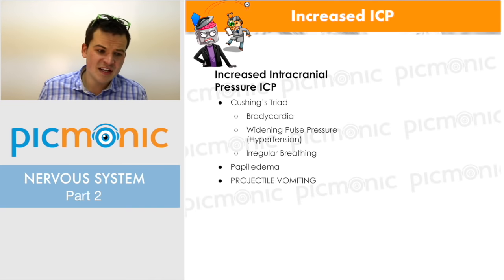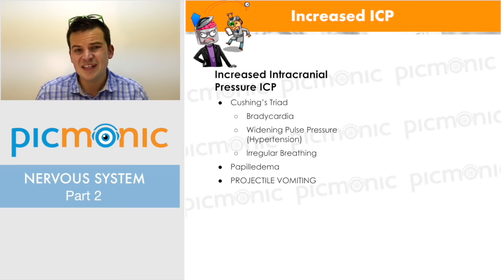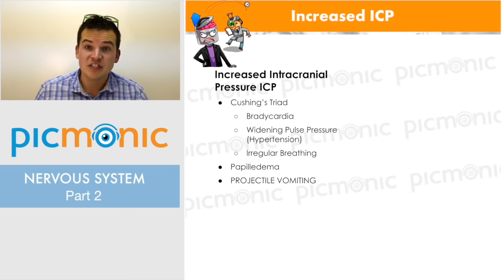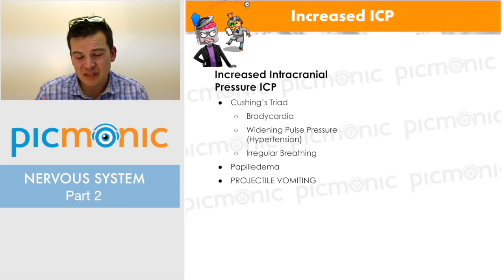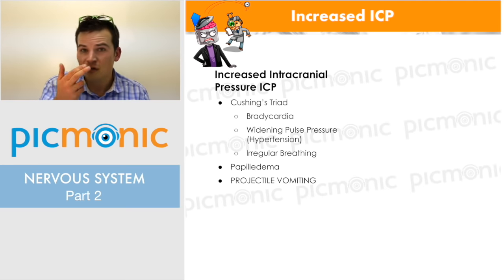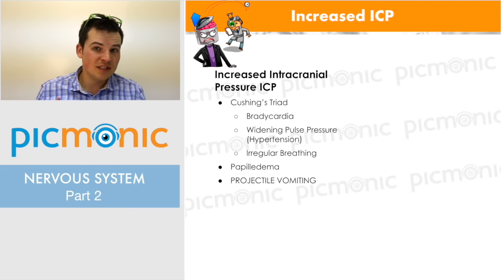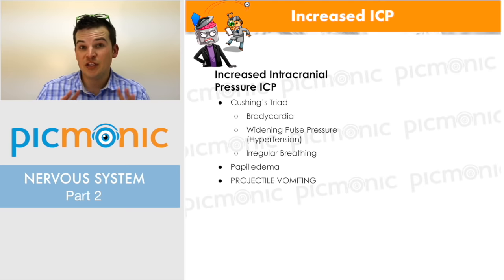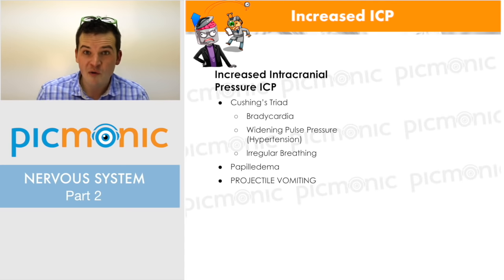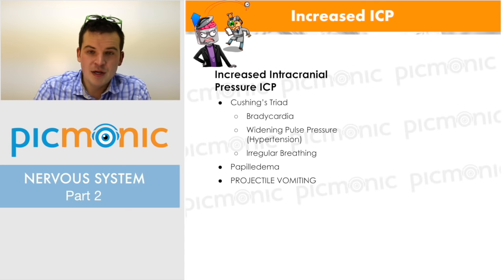Now, with sustained hypertension or increased ICP, we see papilledema, which is a swelling of the optic disc. It can only be seen with an ophthalmoscope, actually looking in the eyes. But what is the number one classic thing that I have seen way too many times? That's projectile vomiting. Now, I have a story for you, and this is one of my favorite stories.